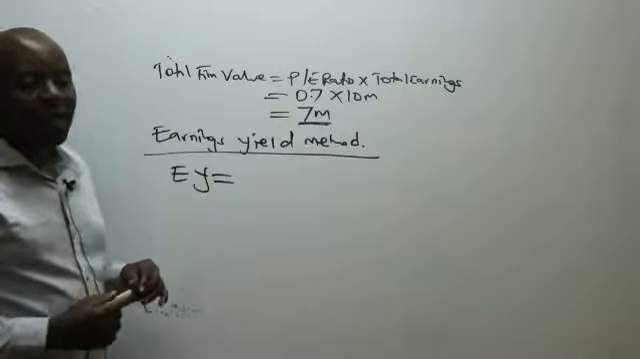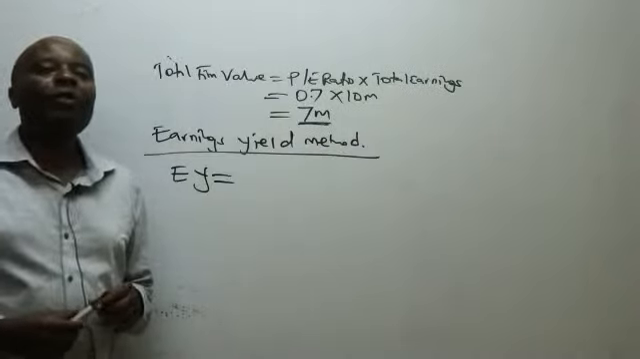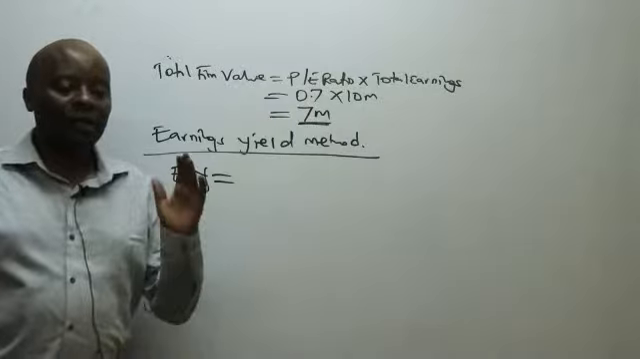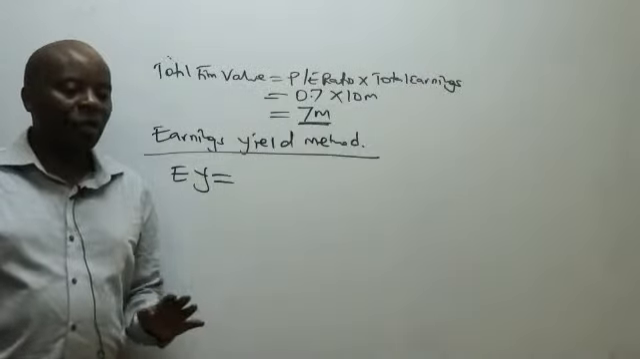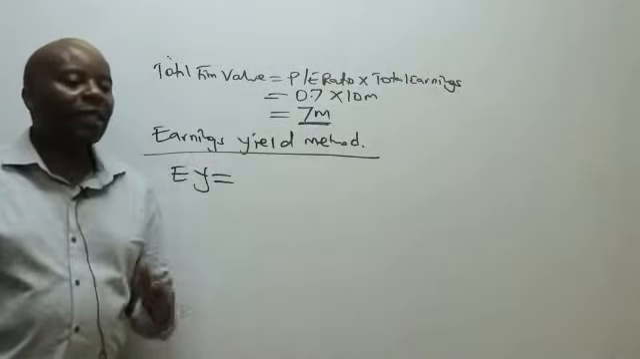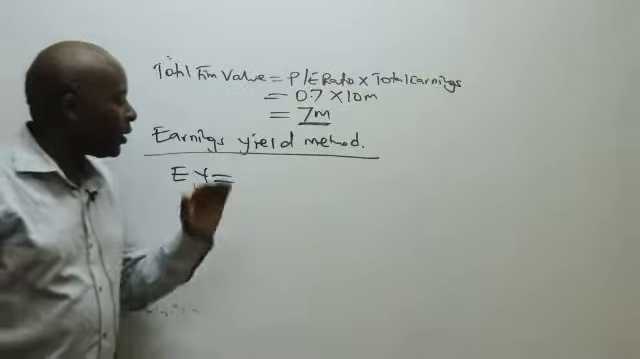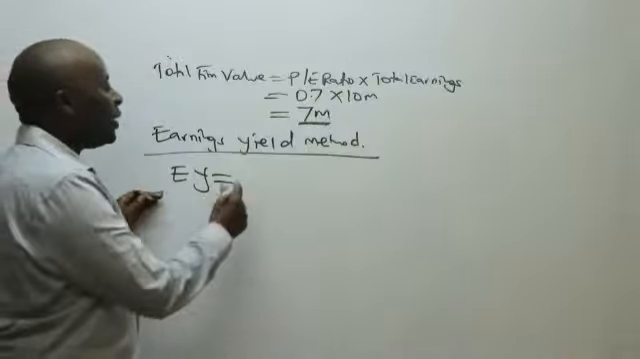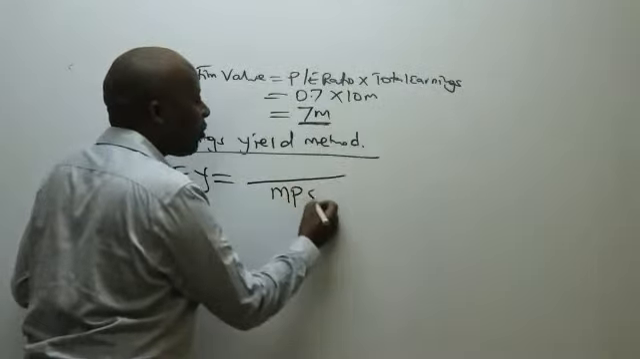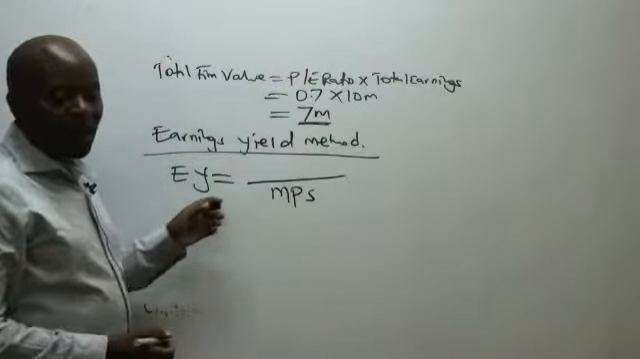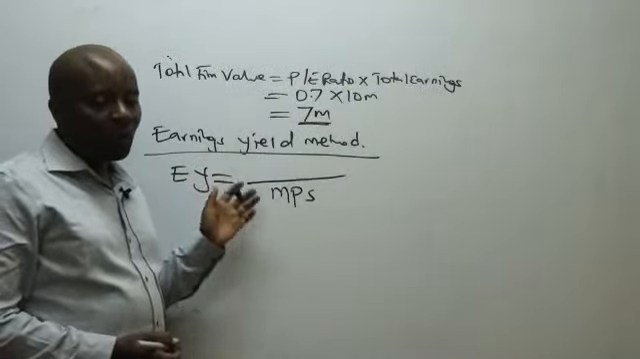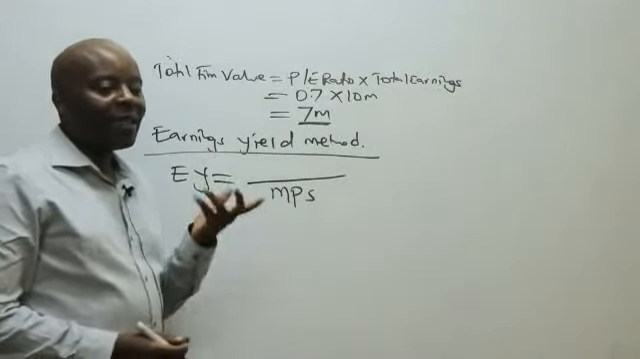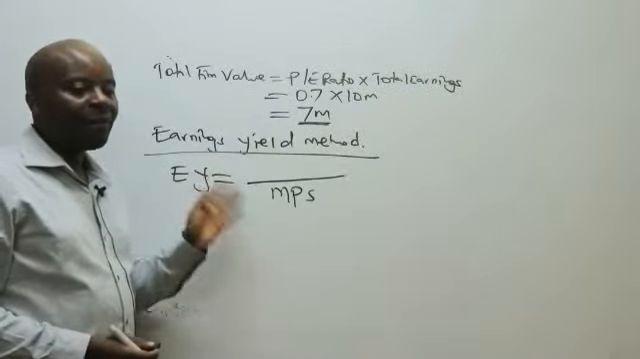Who can give us the earnings yield formula? Please give us the earnings yield formula. Thank you very much, Oscar. These guys have appreciated that regardless of the formula they talk about, so long as they've mentioned the word yield, normally we shall be having what we call market price per share in the denominator. So long as they say earnings yield, we shall be having market price per share.